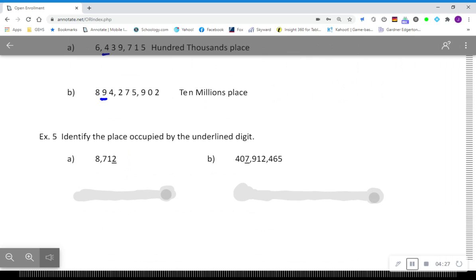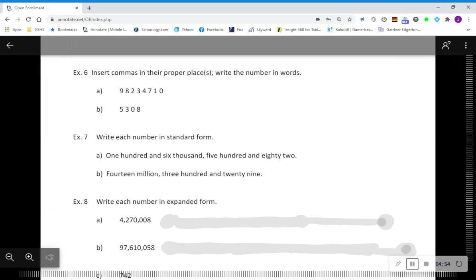Okay, essentially turning that exercise backwards here, you've got an underlined digit, and they ask what is the place value that it's in. Well, that 2 that's underlined in example 5a is in the ones column, and the 7 is in the millions column. To contrast that, this 4 is not in the millions column, it's in the 100 millions column.